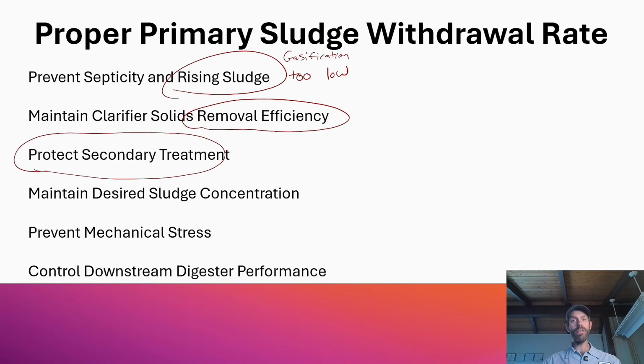Once it was resolved, I just diverted flow back to the trickling filter. Happy day. Didn't have any issues in terms of permit stuff. It was just a lot of work, and it was a pain. And I don't necessarily want to do that again.